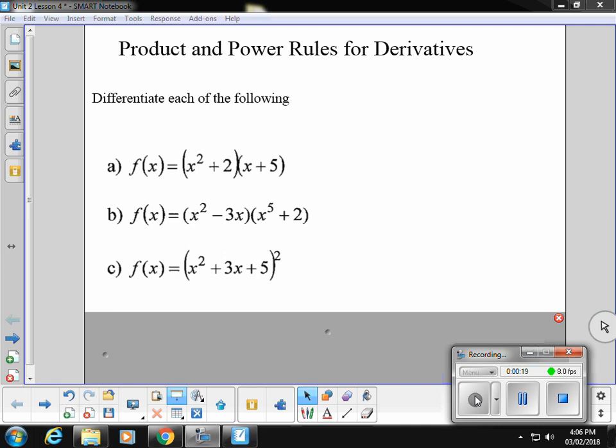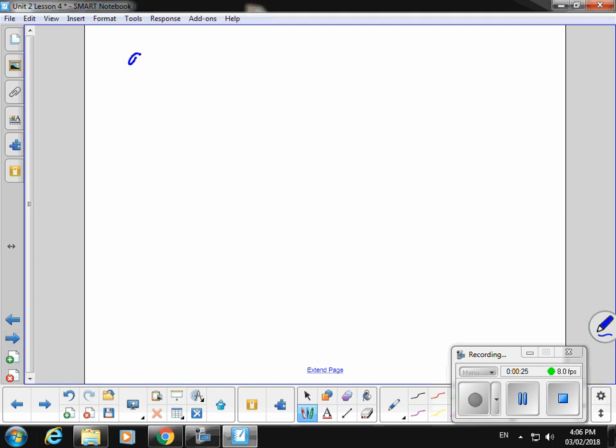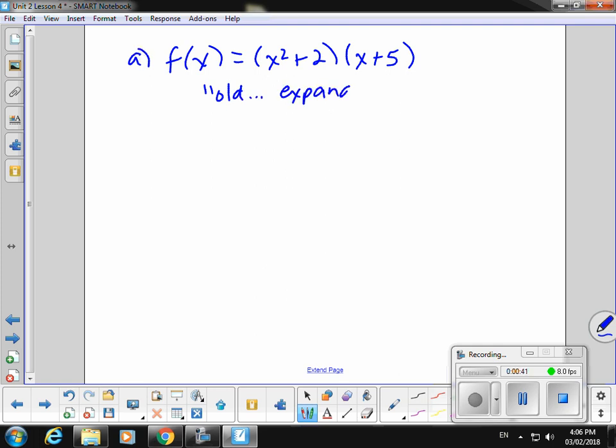So the first one, f of x equals (x squared plus 2) times (x plus 5). Let's just rewrite that. Okay. f of x equals (x squared plus 2)(x plus 5). The old way, which is perfectly acceptable, is to expand and use our rules of derivatives.